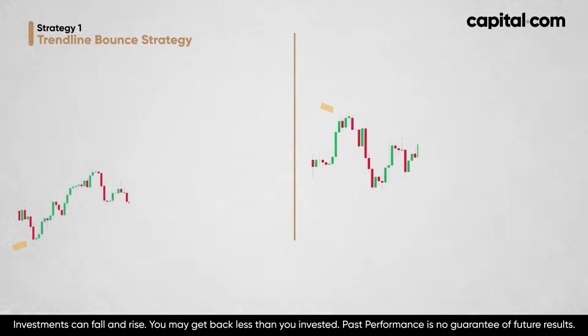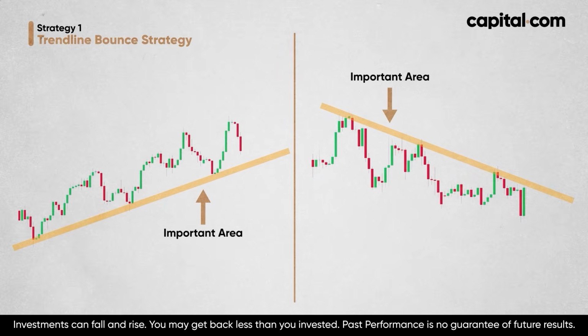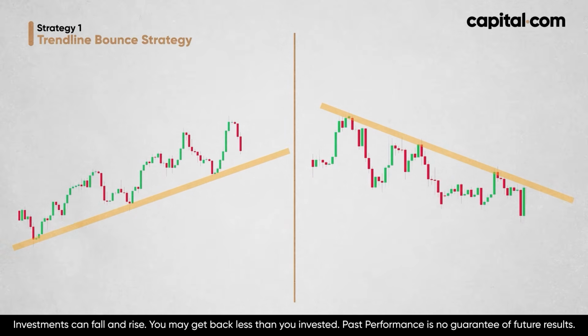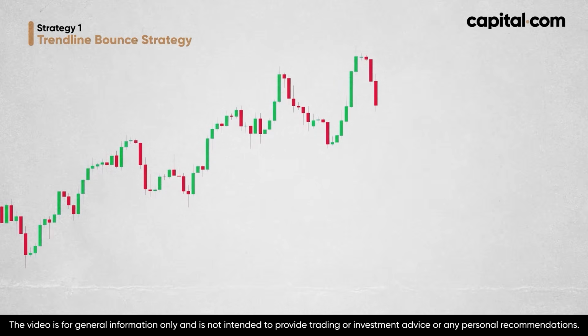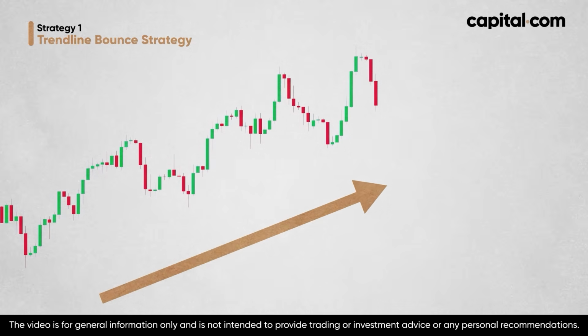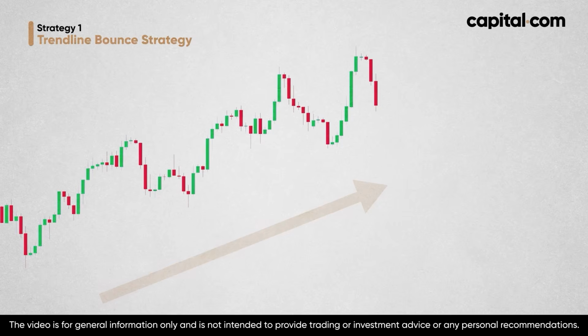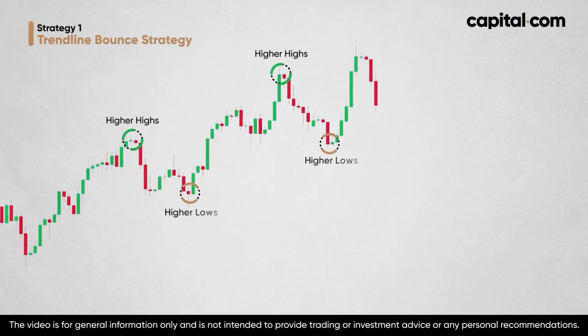In this strategy, trend lines are treated as important areas where price may react. Price often respects a trend line and bounces from it in the direction of the trend. Let's start with an uptrend. First, look for a market that is clearly moving upward. In an uptrend, price keeps making higher highs and higher lows.